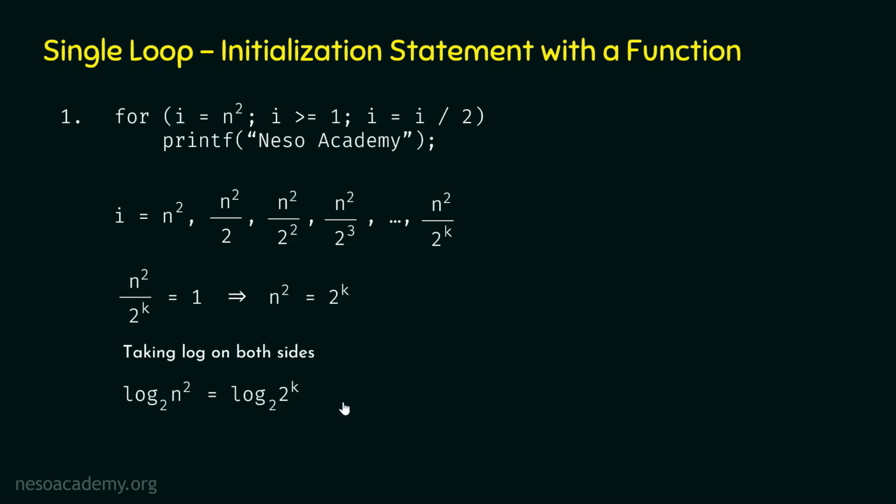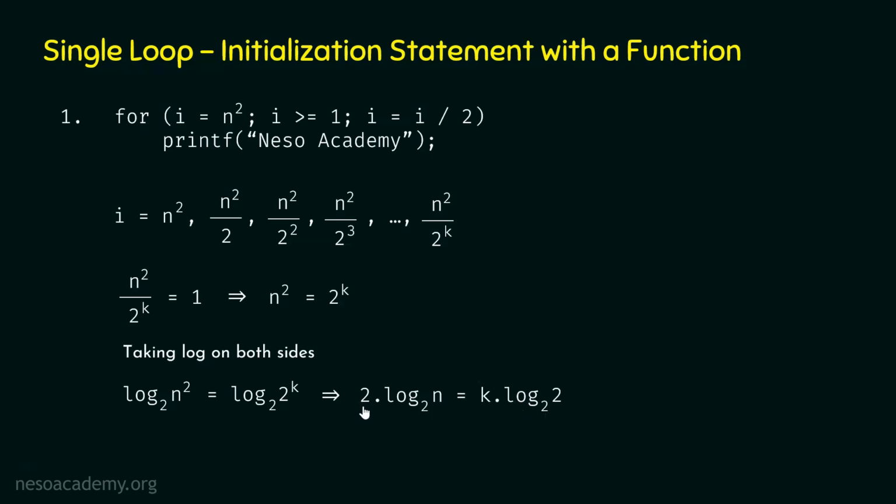So this equation can be rewritten as 2 times log n base 2 equal to k times log 2 base 2. What is log 2 base 2? Log 2 base 2 is 1 because we know the property of logarithm: log a base a is equal to 1. Log 2 base 2 is also 1. So we will get k times 1 here, which is equal to k.